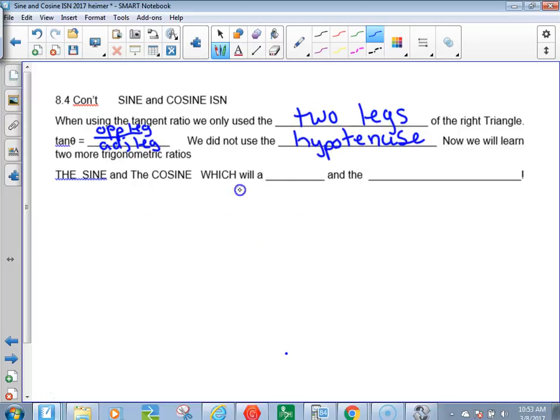Now we will learn the sine and the cosine, which will use a leg and the hypotenuse. Okay, anybody still need this?